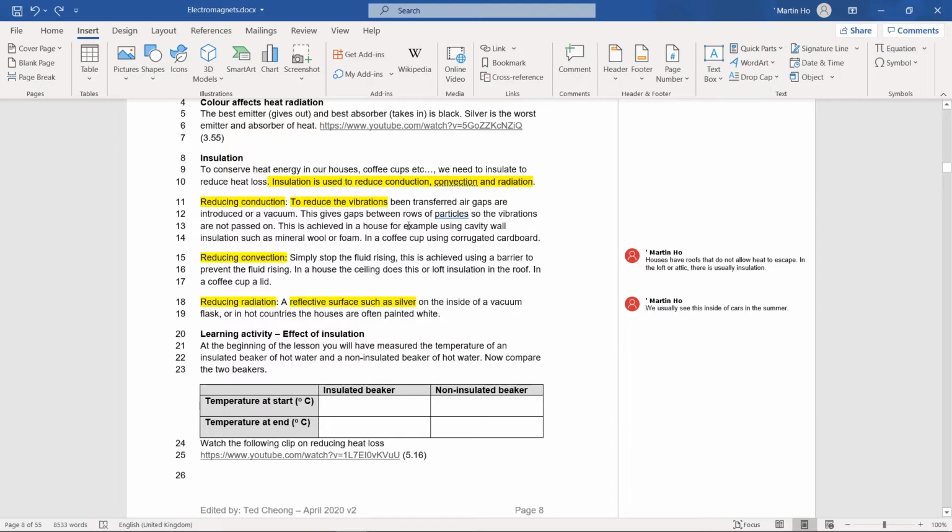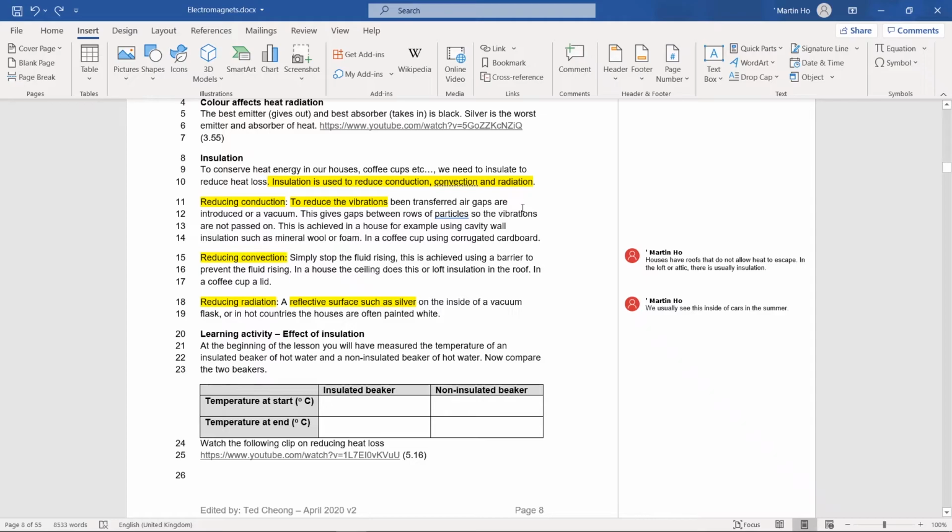This gives gaps between rows of particles so the vibrations are not passed on. And this is achieved in a house, for example, using cavity wall insulation such as mineral wool or foam, or in a coffee cup by using corrugated cardboard.